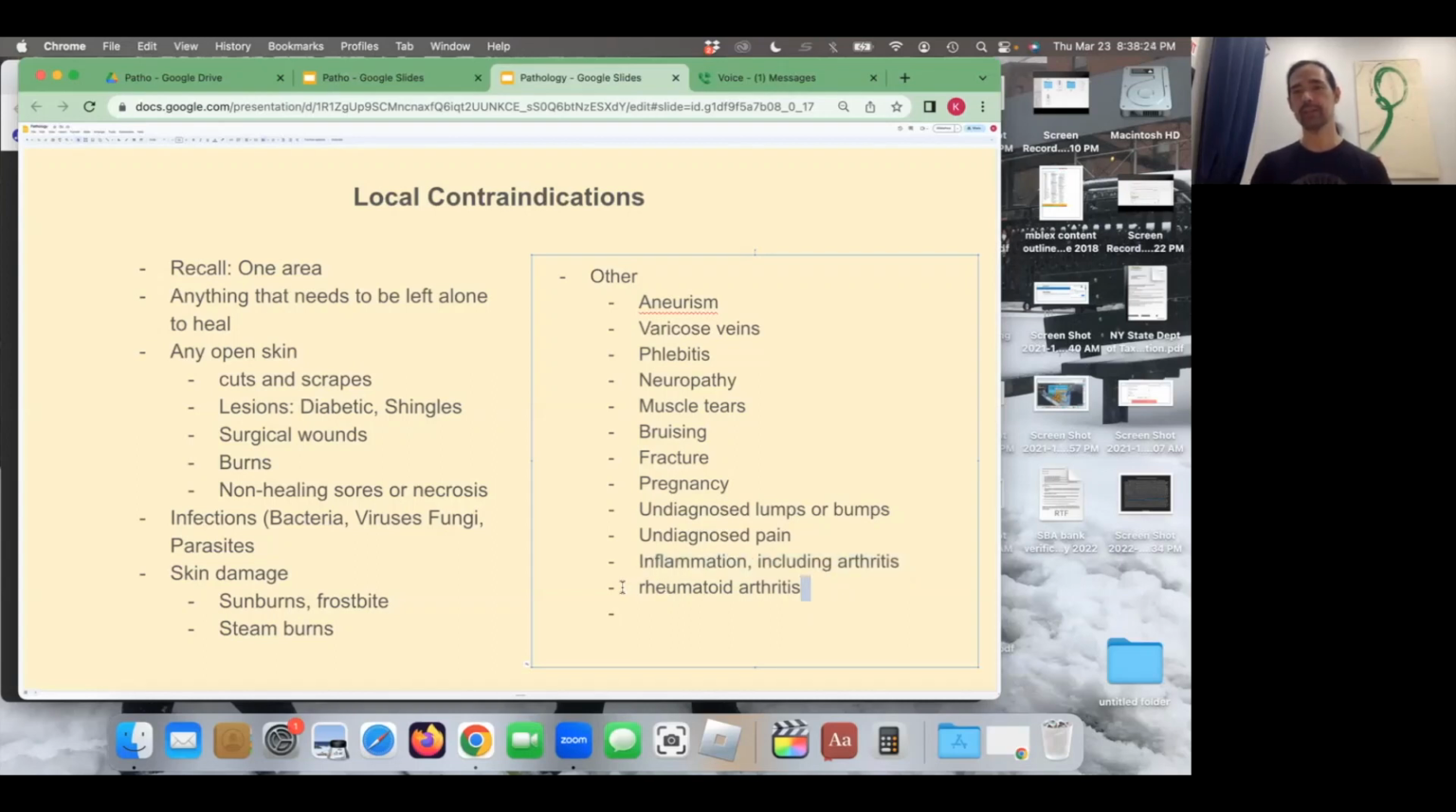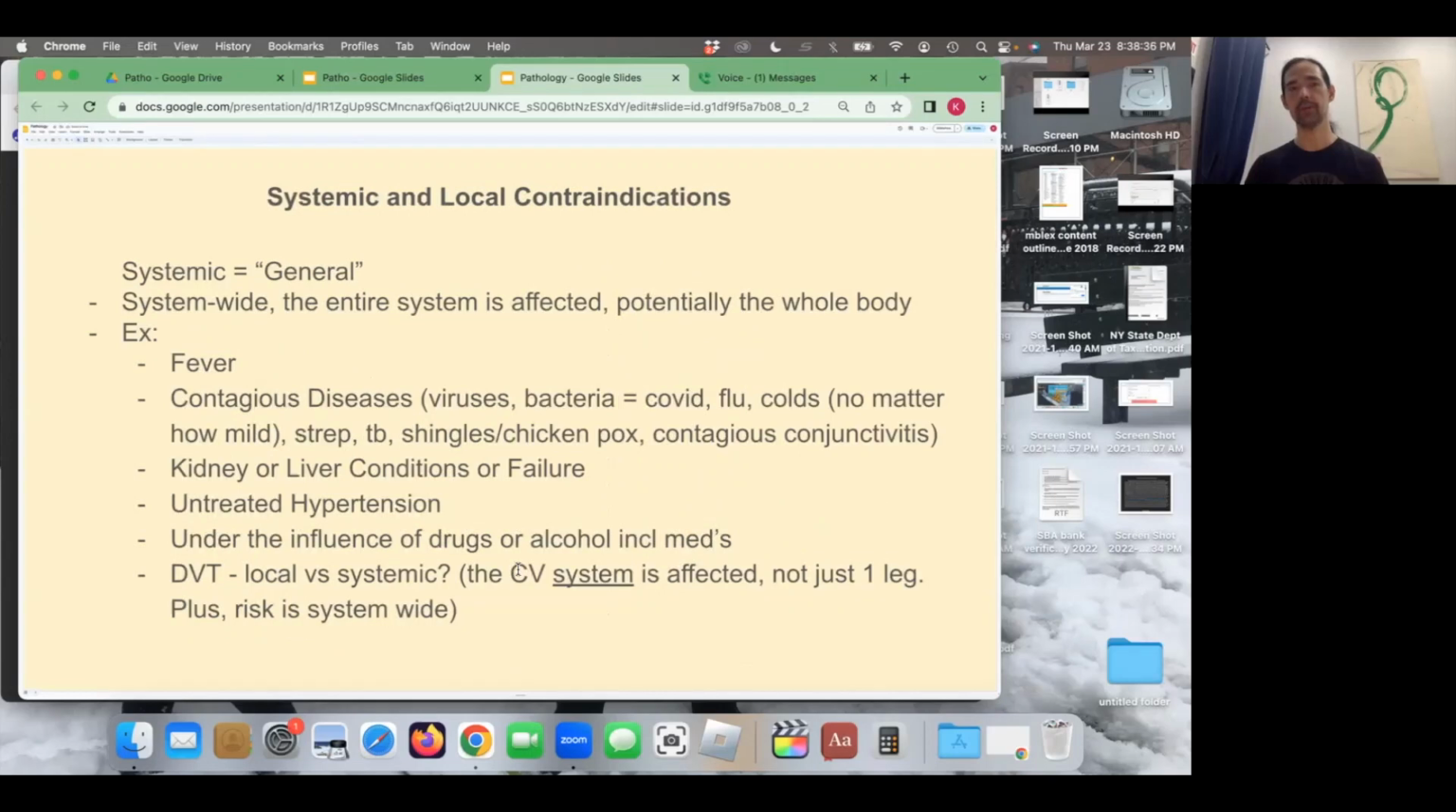Rheumatoid arthritis, again, that goes hand in hand with inflammation. Any questions about the locals or the systemics before we move on? Just call out if you have any questions, okay?